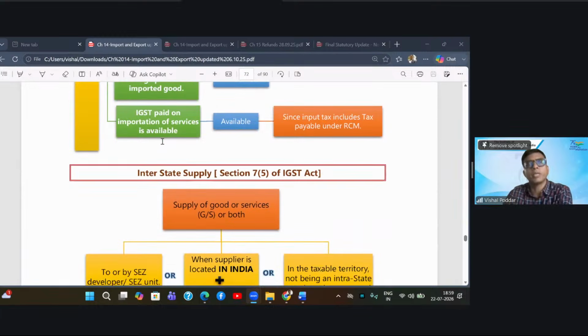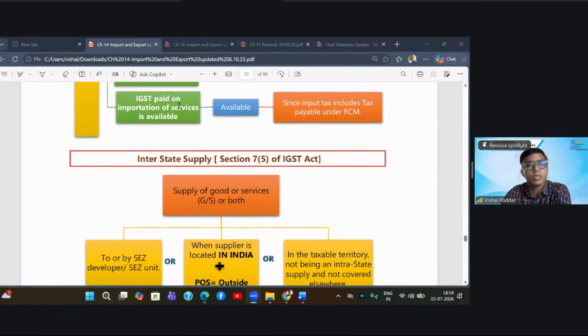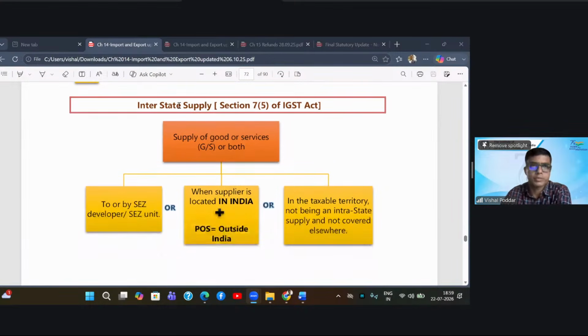In case of importation of service, again the IGST paid on import of service is available as ITC. Here you pay it under RCM, so it has to be first paid through the cash ledger. Then you can take credit, and that credit can be used for paying your output tax liability. Interestingly, since customs law does not apply, there will be no basic customs duty. So only the IGST component is there in case of import of service.